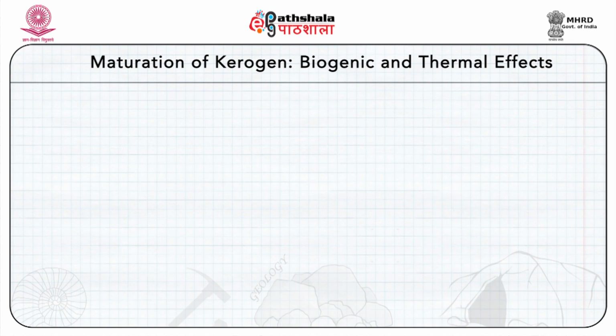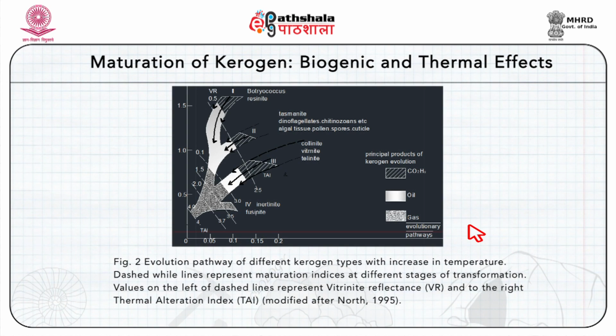Now, this is a diagram which is very popularly known as the Van Krevelen diagram, where you can see there are 2 axes: one axis is showing the atomic oxygen to carbon ratio and the other axis is the atomic hydrogen to carbon ratio. Now, all the 4 kerogen types, that is type 1, type 2, type 3 and type 4, their evolutionary paths are shown in the diagram as they go through the biological and the thermal maturation process.